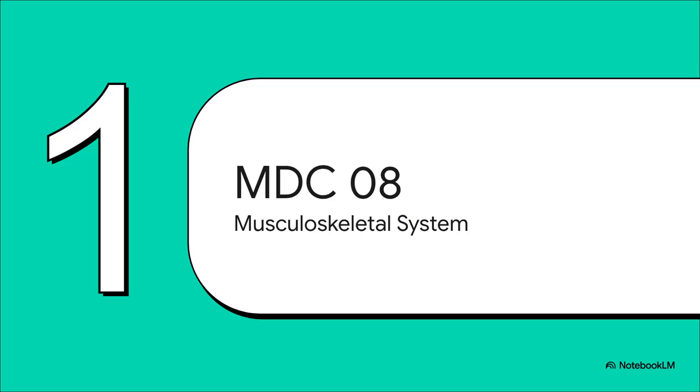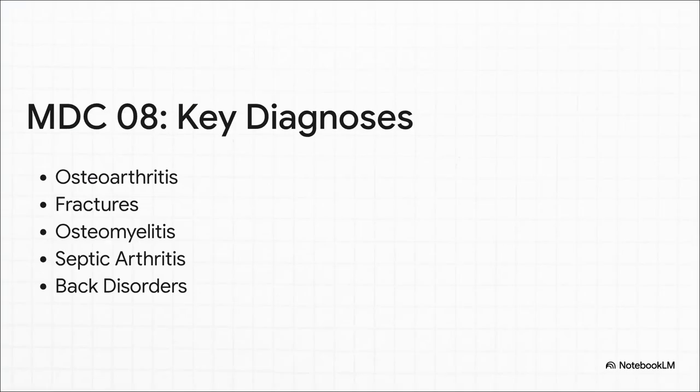Section 1. MDC 08, the musculoskeletal system. Now notice the sheer volume of high acuity cases we see here. The primary conditions that funnel into MDC 08 are incredibly common, but man, they can be clinically complex. We are looking at widespread conditions like osteoarthritis, which, as you know, often leads to joint replacements. We also code a vast array of fractures, and here's the kicker. We have to distinguish if they are traumatic or pathologic. Then we've got infectious processes like osteomyelitis and septic arthritis, sitting right alongside chronic back disorders like spinal stenosis and disc herniation. Each one of these diagnoses essentially sets the stage for a very specific DRG path.